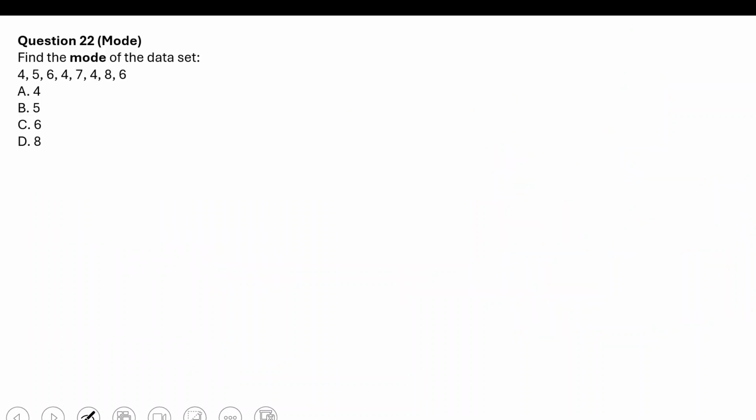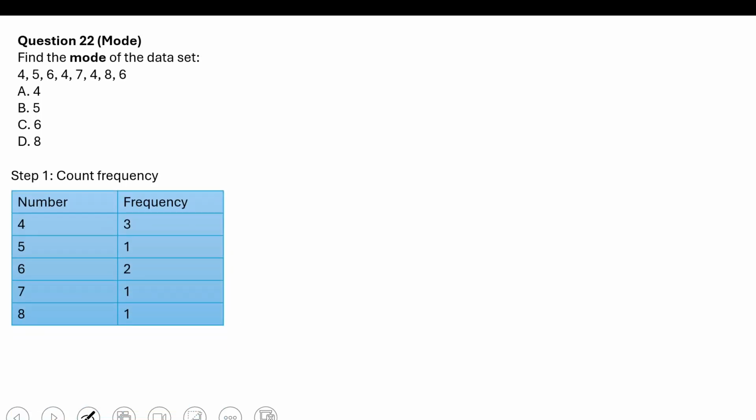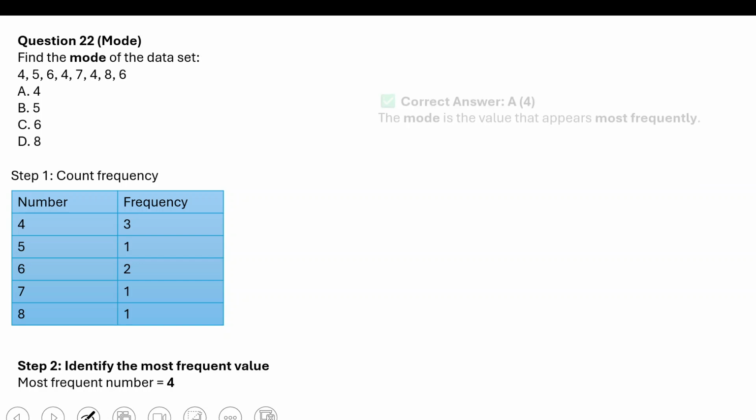Okay, so the next one is mode. Find the mode of the data set: 4, 5, 6, 4, 7, 4, 8, 8, 6. Now, what's mode? Mode is defined as the number in a data set that occurs the most. The most frequently occurring number is the mode. So let's count the frequency. How many times does each of them appear? 4 appears 3 times, 5 appears 1 time, 6 appears 2 times, 7 appears 1 time, 8 appears 3 times. You can agree with me that 4 has the highest frequency. So the mode is 4.